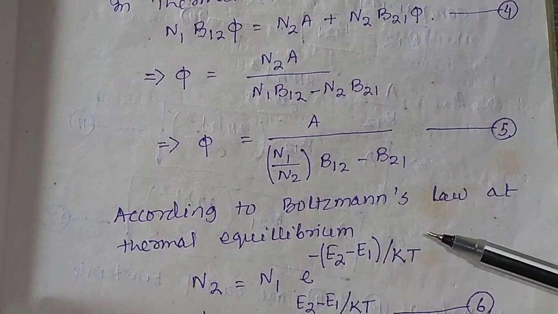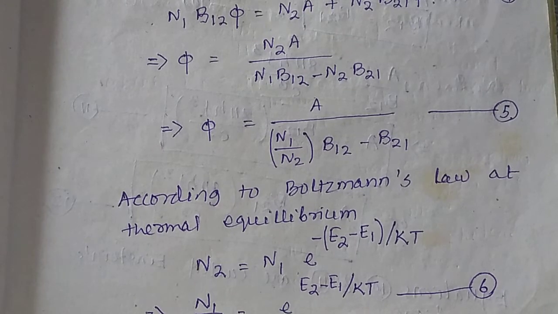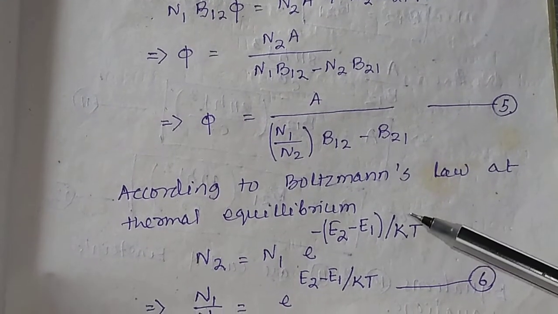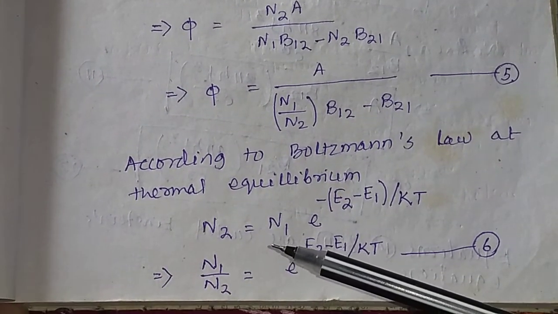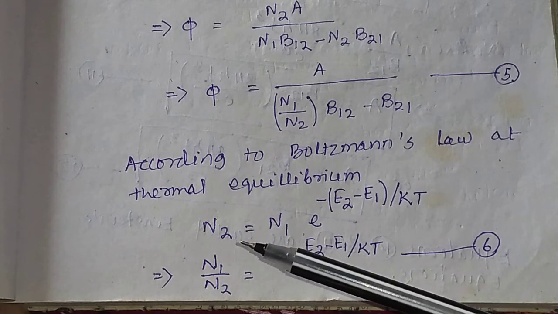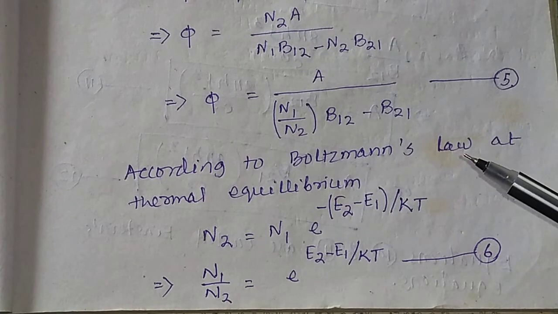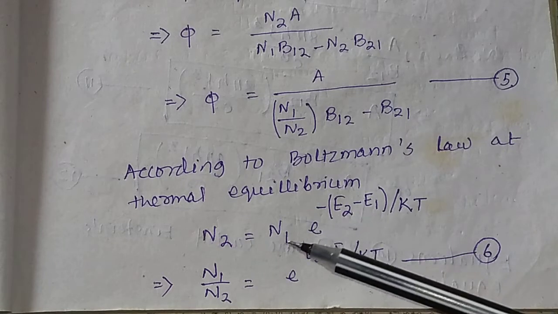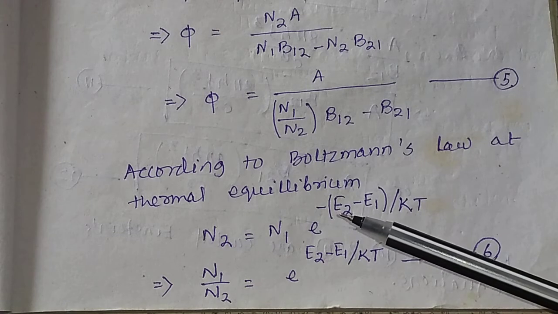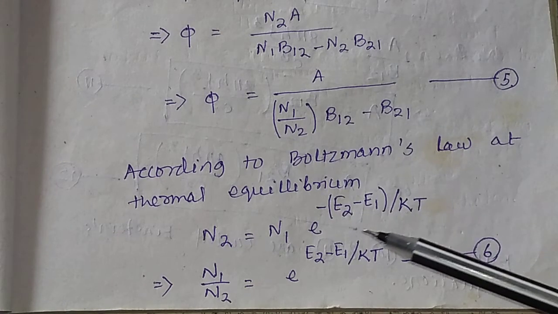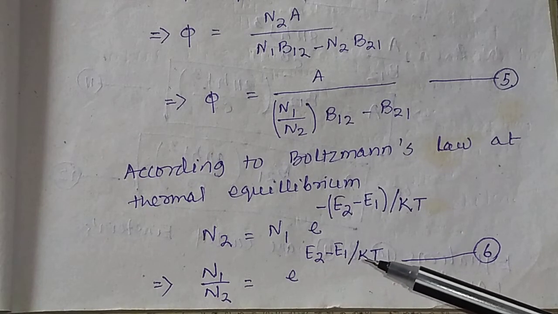And according to the Boltzmann law at thermal equilibrium, we have deduced it in the previous video on population inversion, that is N2 divided by N1. N2 is the number of atoms in the higher energy state, N1 is the number of atoms in the lower energy state, and this is called Boltzmann's law for thermal equilibrium. So N2 is equal to N1 into e to the power minus (E2 minus E1) divided by kT. So N1 by N2 will be equal to e to the power (E2 minus E1) divided by kT.